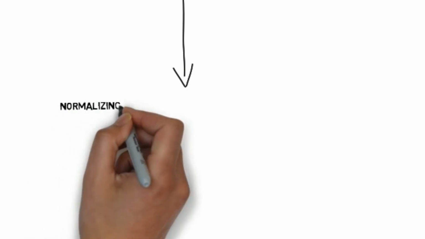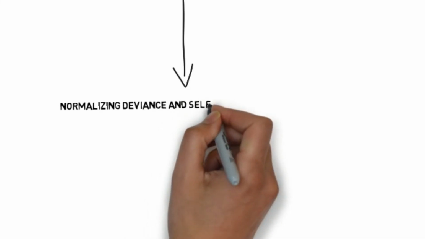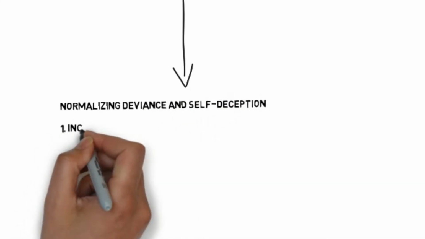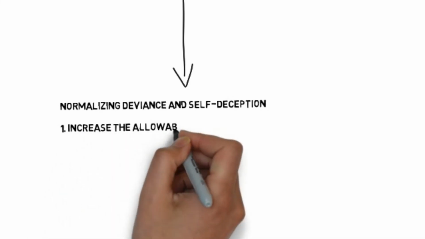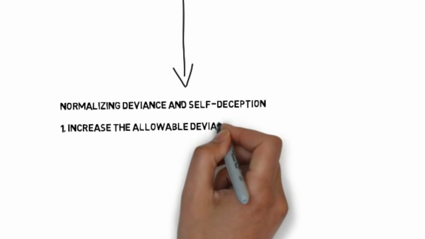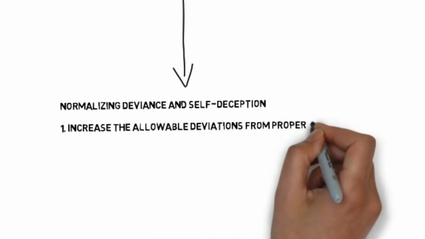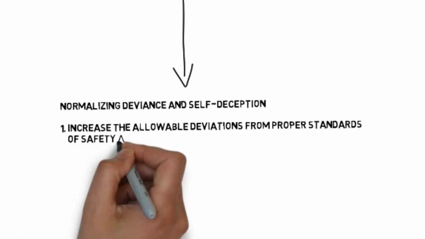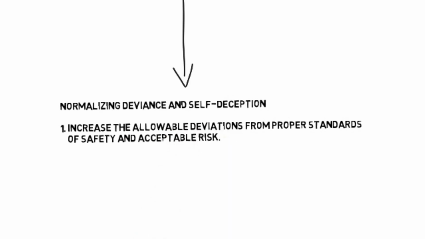Next is normalizing deviance and self-deception. First is the increase of the allowable deviations from proper standards of safety and acceptable risk.